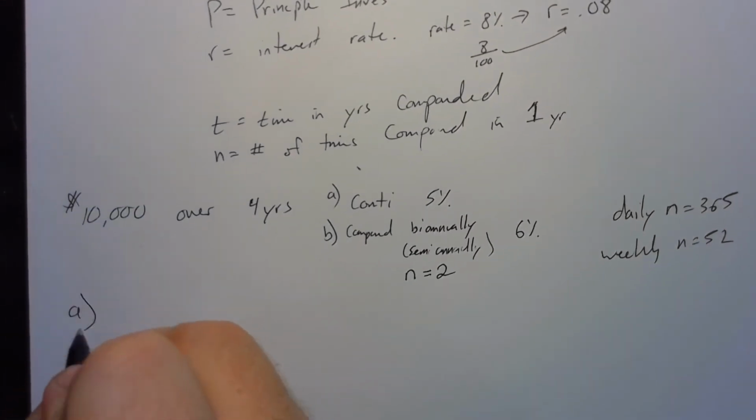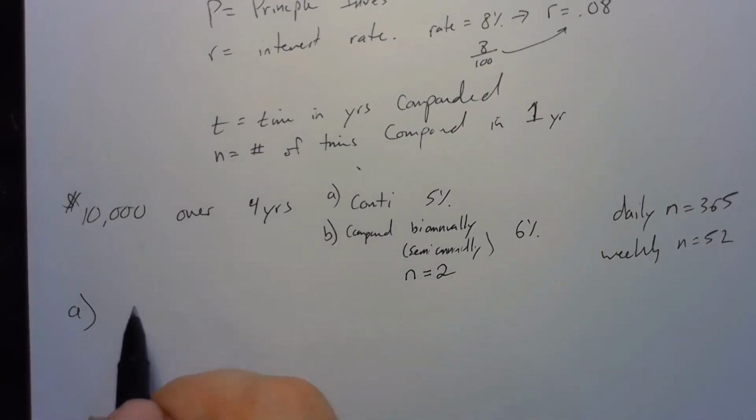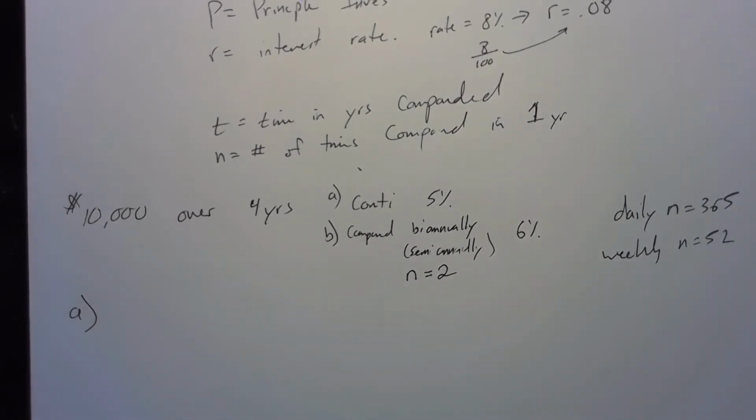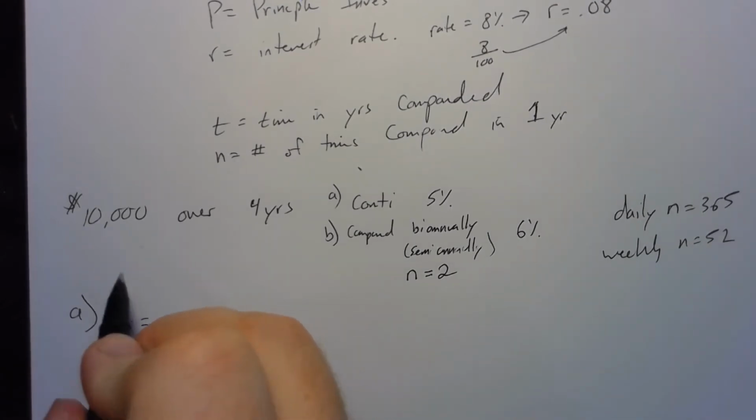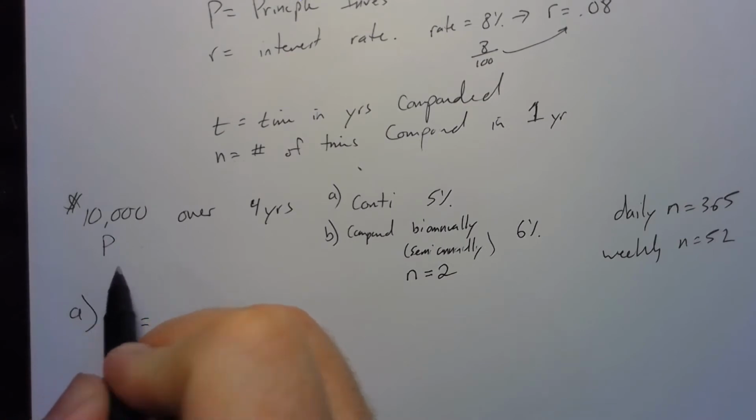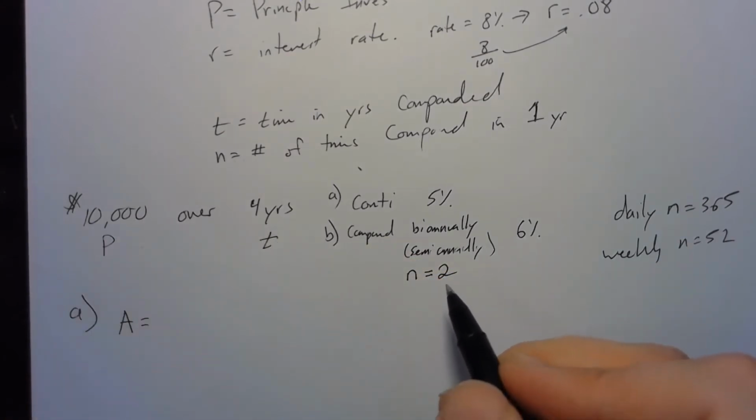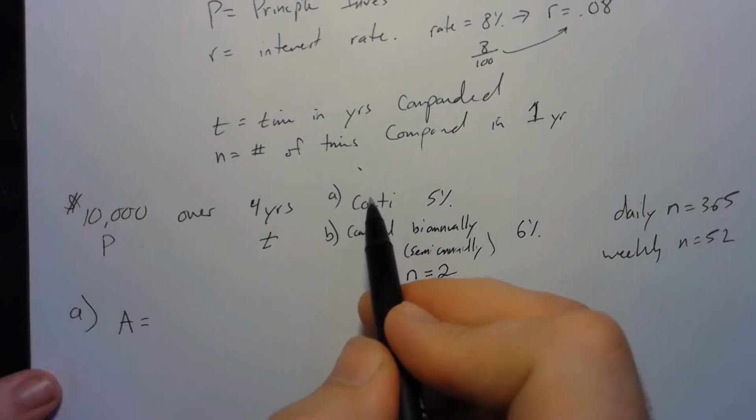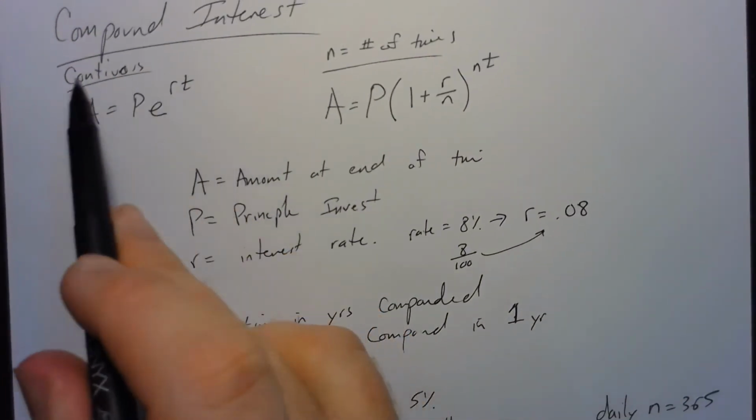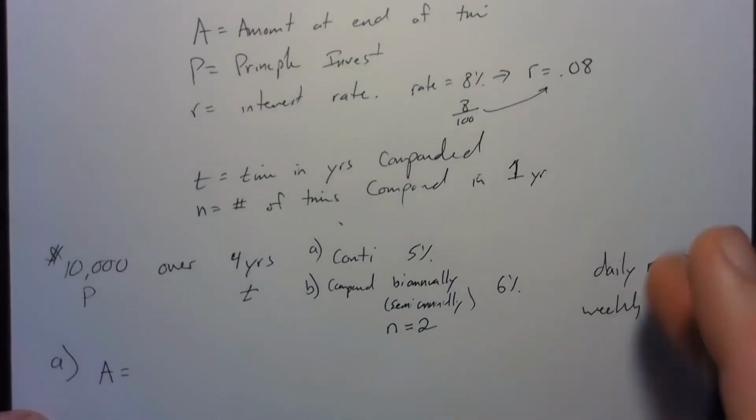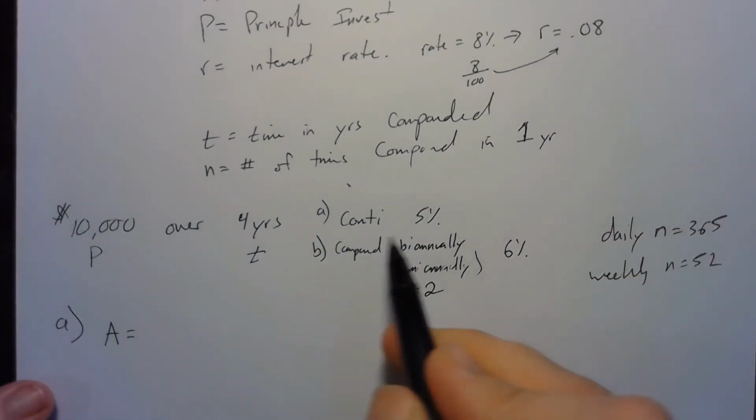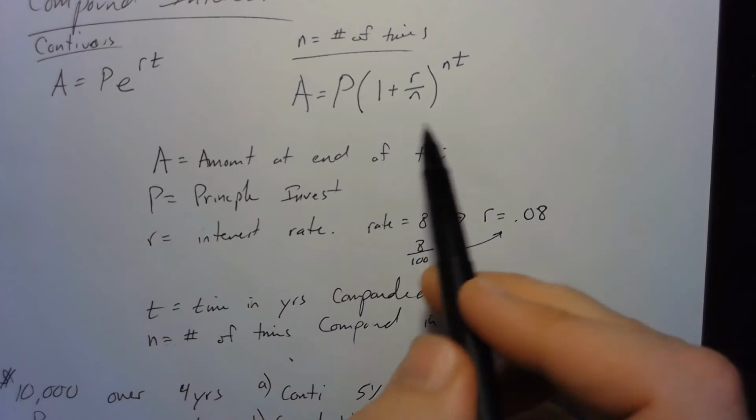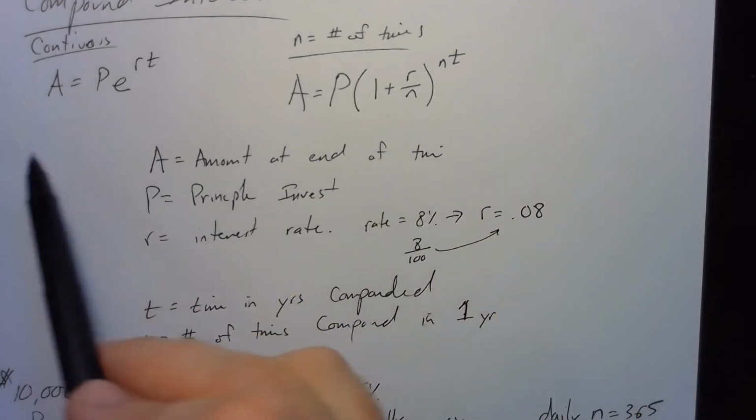So in other words, we have to set up these accounts. The real question is how much money are we going to have after we've invested this $10,000 into these two accounts. So the amount A is how much we're going to get back. The P value for this is obviously the $10,000. The time, the T, is the 4 years. Continuous, again, tells us that we're going to specifically use this formula over here, A equals P e to the RT. Compounded any other way forces us to use this formula. So part B is going to use this one, part A is going to use this formula.